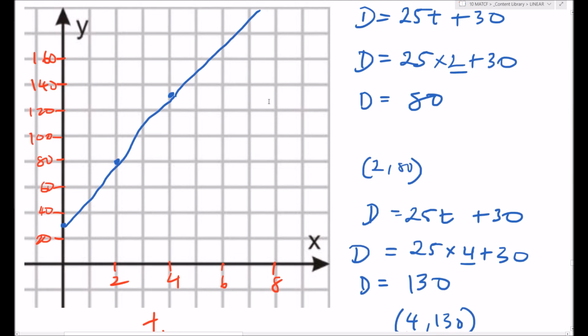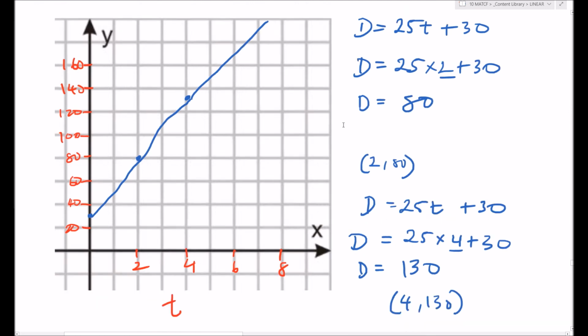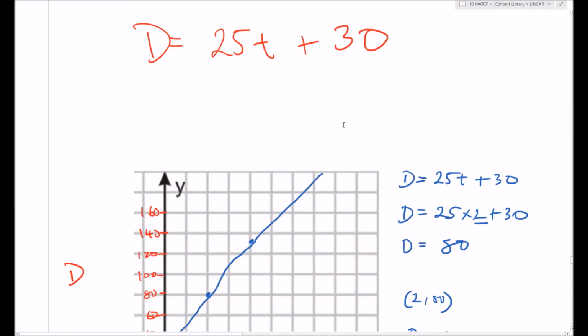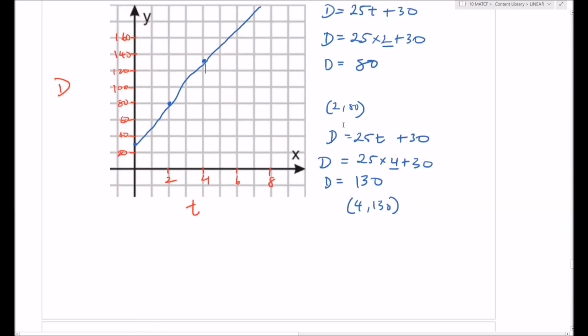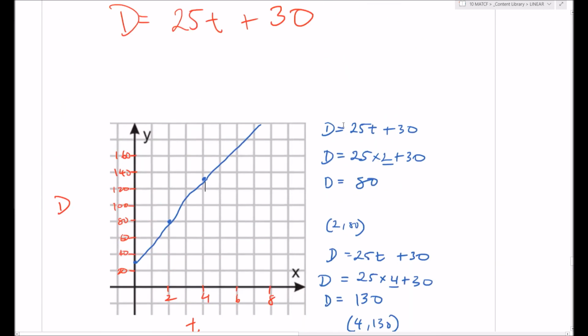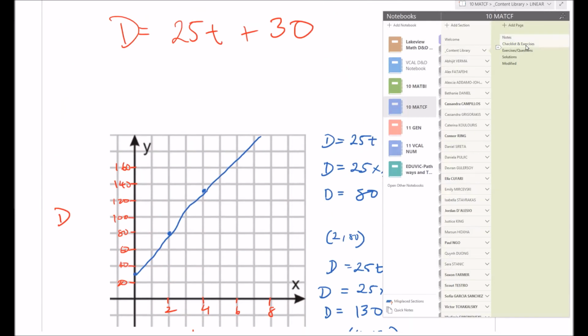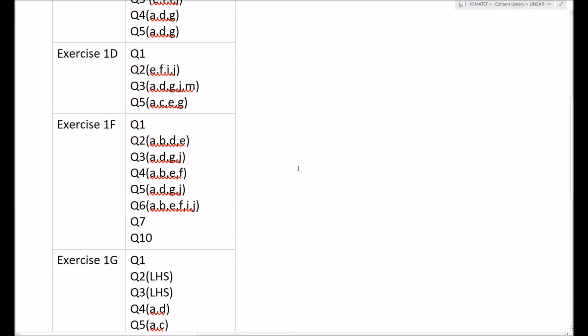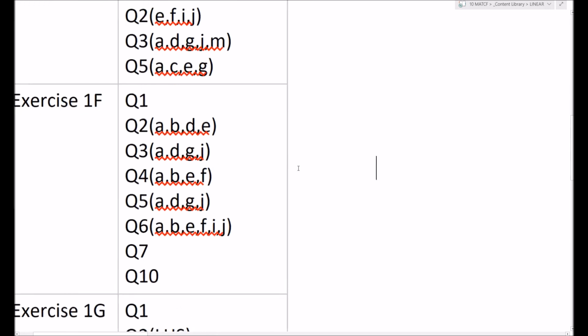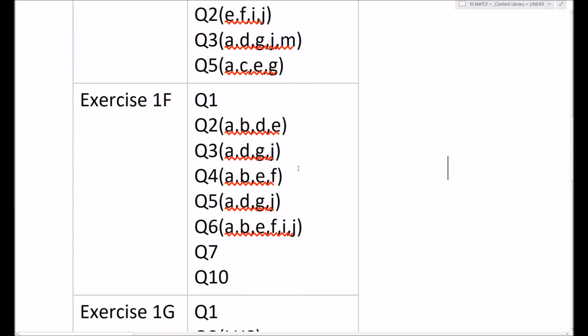Okay, but that's it for this exercise, for this chapter. Hopefully, I know it's a bit long, guys, but bear with it. It's pretty straightforward. Just make sure you watch the whole thing. But go ahead and start your exercises for chapter 1F. Okay, there are a few questions there to do. So questions 1F. That is your exercise for today.